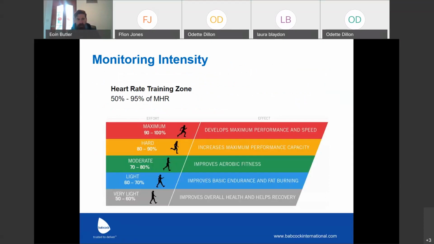So what we've got here is percentages of maximum heart rate, where we can see our client improves overall health and recovery anywhere above 50%. Basic endurance and fat burn, 60 to 70%, improving aerobic fitness, 70 to 80%, increasing maximum performance capacity at 80 to 90%, and then developing maximum performance and speed at 90 to 100% of maximum heart rate.